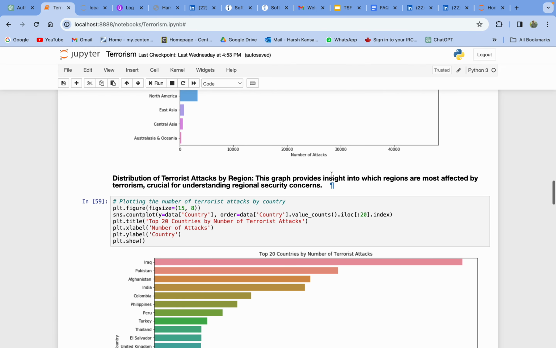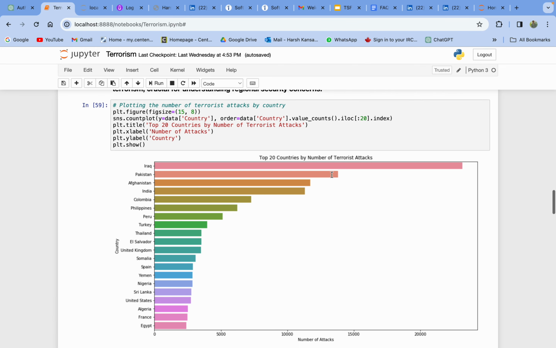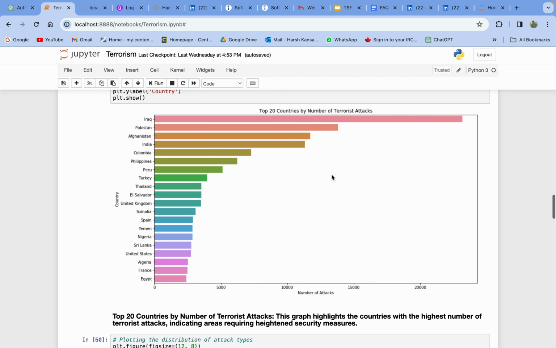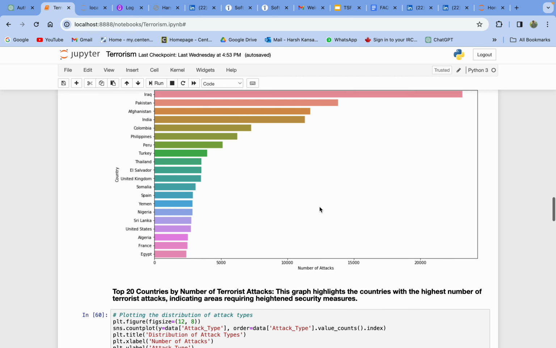If we proceed further, we will see the number of terrorist attacks by country. So this is highlighting the countries with the highest number of terrorist attacks, indicating areas requiring heightened security measures. So Iraq is the first country in that, with the most terrorist attacks.